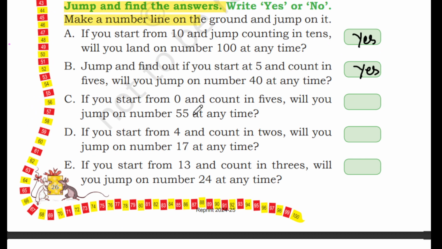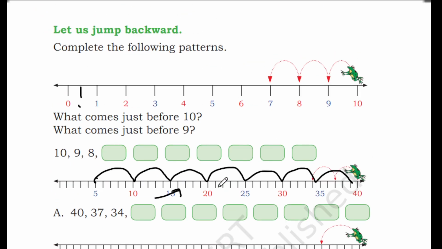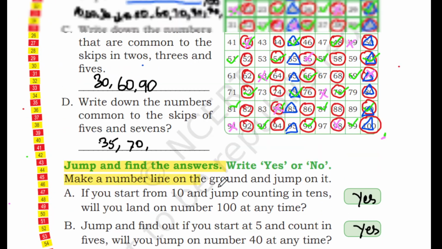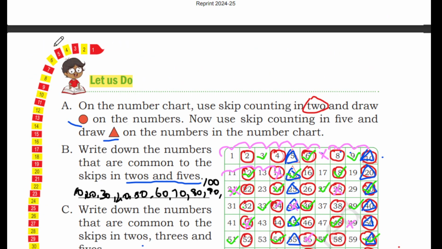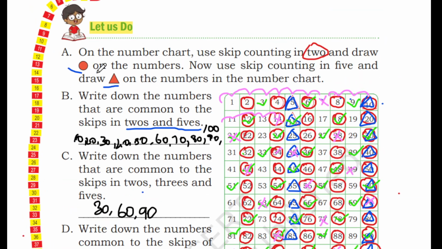Okay. So the next question. If you start from 0 and count in fives, will you be able to jump on 55 at any time? So this is also again 5 jumps. So it will come in the 5 tables. Let's see if you have any number here. It starts with 0. No. So see this number line. So we have a big number line here, right? So let's count and see. From this one, we have to do 5 jumps. They are asking whether you can reach the number 55.